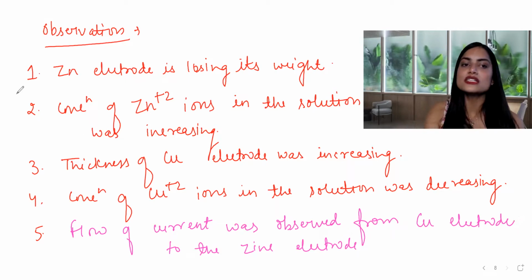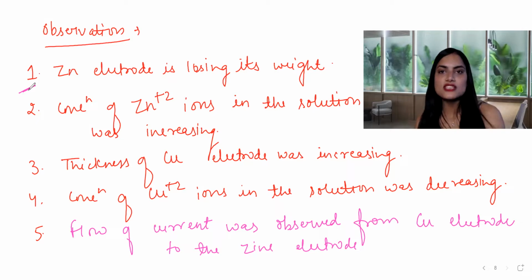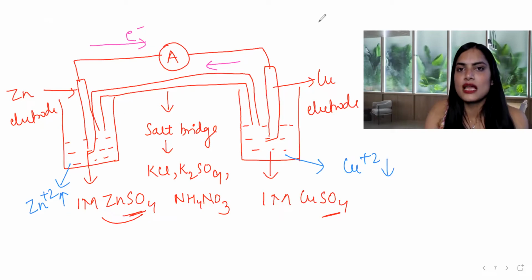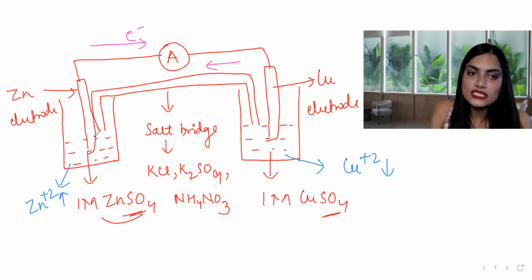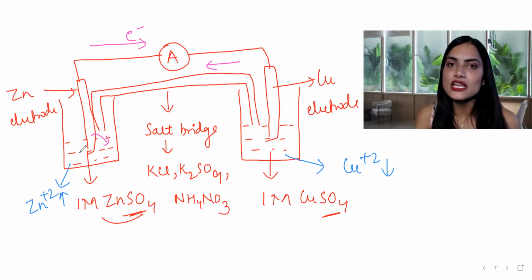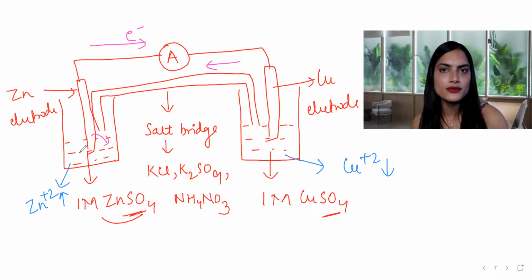Starting from the first point, these observations must have some conclusions, right? The first point is saying that the zinc electrode was losing its weight. That means obviously this zinc electrode is made of atoms, and because the concentration of Zn plus 2 ions in the solution is increasing, these atoms are changing into ions after losing electrons. This is what we can conclude from here.